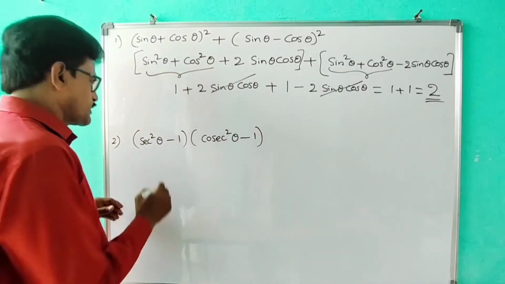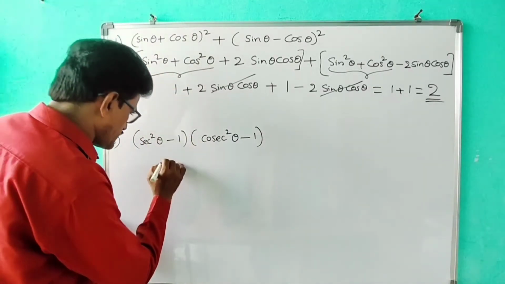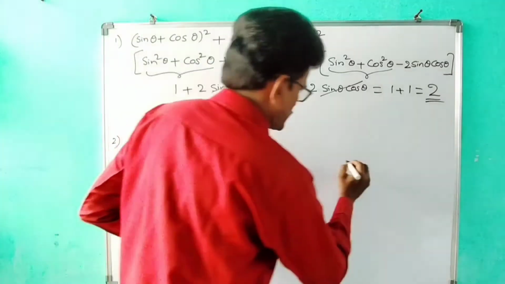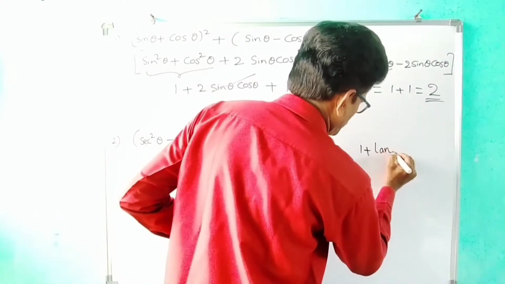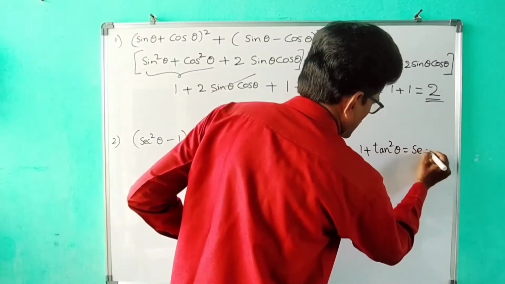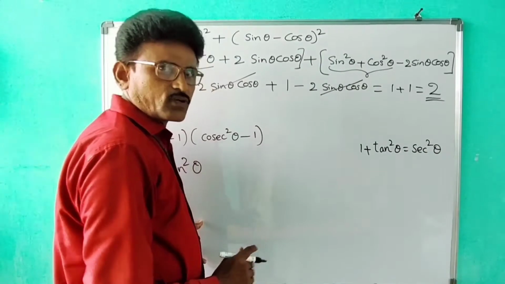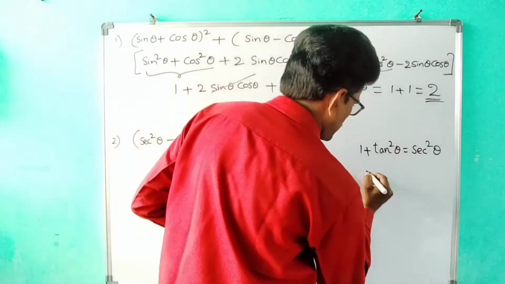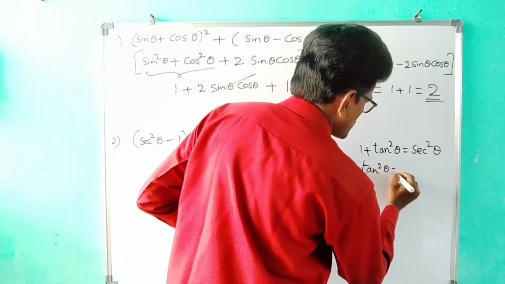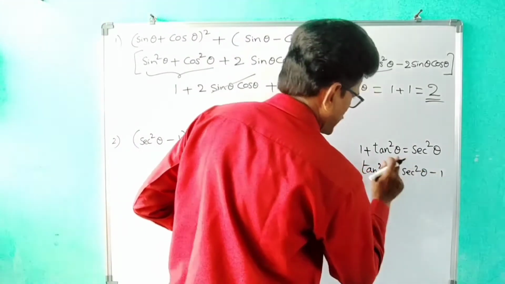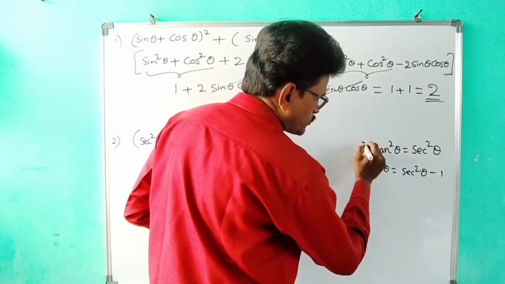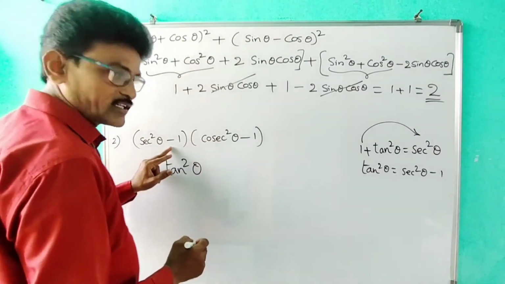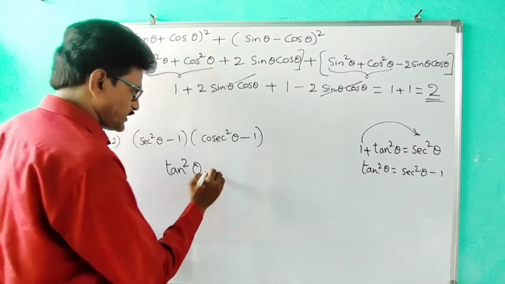Now, (secant square theta minus 1) into (cosecant square theta minus 1). What is secant square theta minus 1? It is nothing but tan square theta. How is it tan square theta? See, 1 plus tan square theta is secant square theta. This is the identity. Here secant square theta minus 1 is there, so you send 1 to the right side. So tan square theta is secant square theta minus 1. So secant square theta minus 1 is nothing but tan square theta.